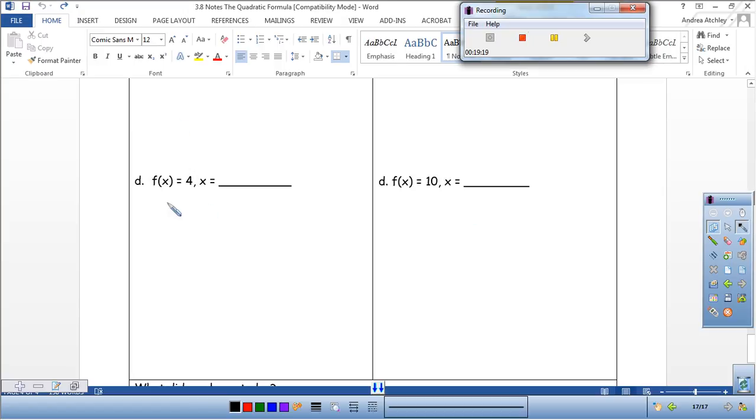Now I'm telling you to find f of x. If f of x equals 4, what does x equal? So you're going to plug in 4 equals x squared plus 12x plus 36. Okay, any ideas on how I'm going to solve that?